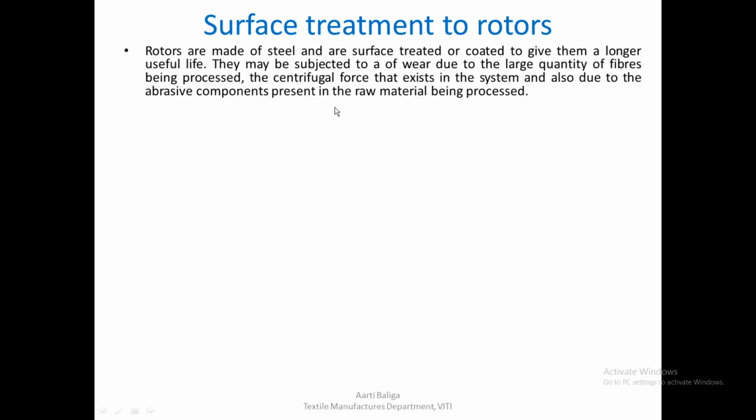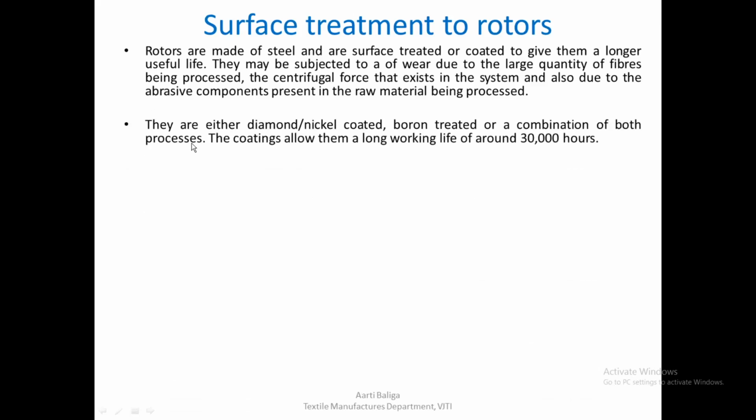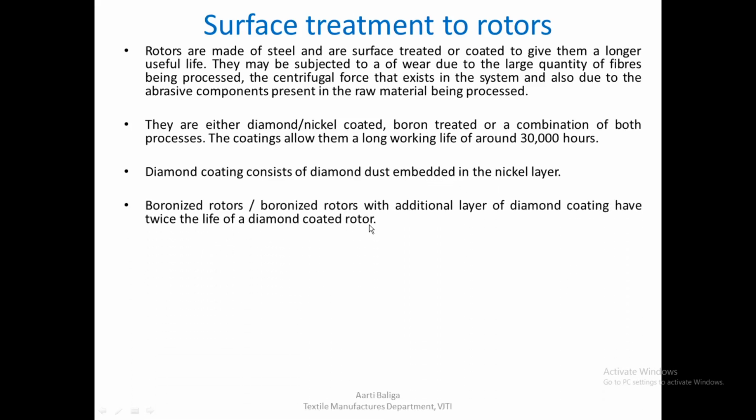So because of all these factors, the rotor is subjected to a lot of wear and tear, and the life might reduce. So to increase the life of the rotor, they are coated with either diamond, nickel or boron. Because of these coatings, the working life may be around 30,000 hours. Diamond coating consists of diamond dust embedded in a nickel layer. A boronized rotor with an additional layer of diamond coating will have twice the life of a diamond coated rotor.